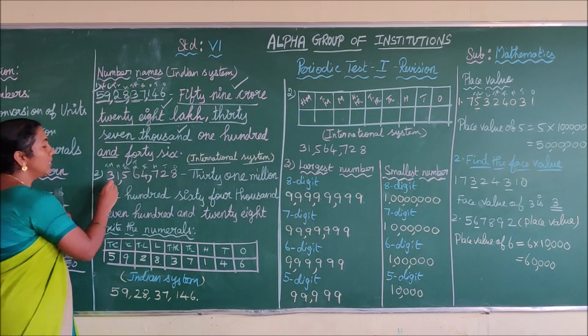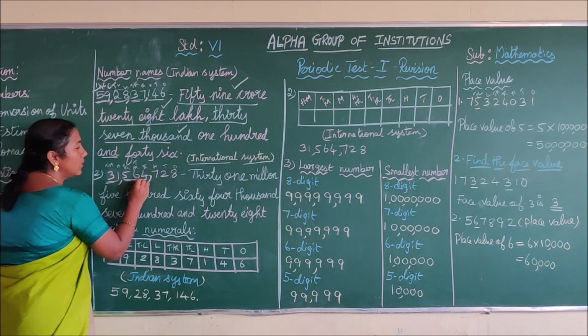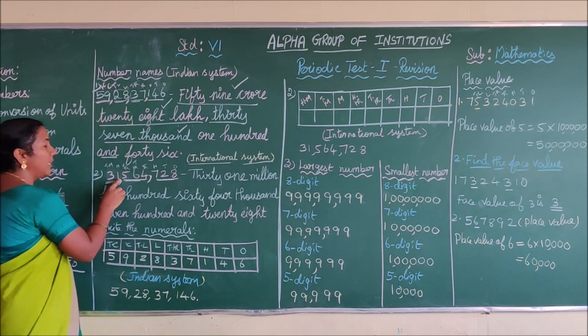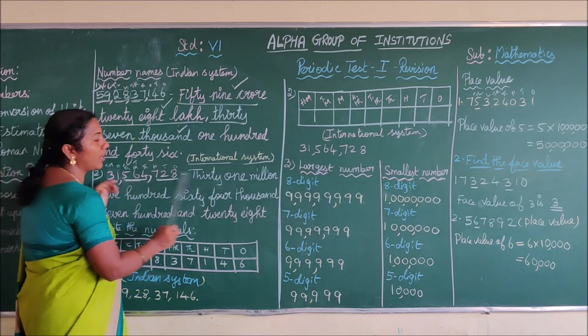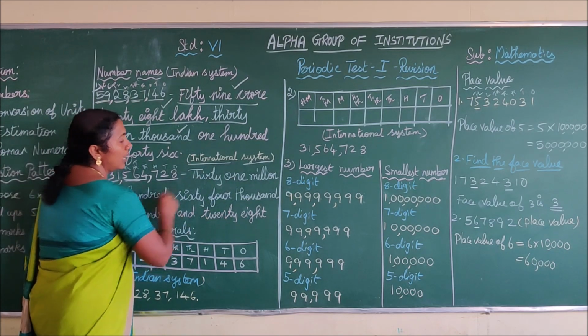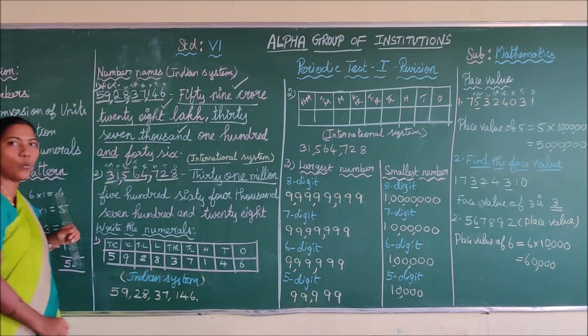Read this. This is one period of the number. This is also one period of the number. So you have to read this whole as 31. What is the place value? Million. So here you have to write 31 million. Thus we have finished 31 million.